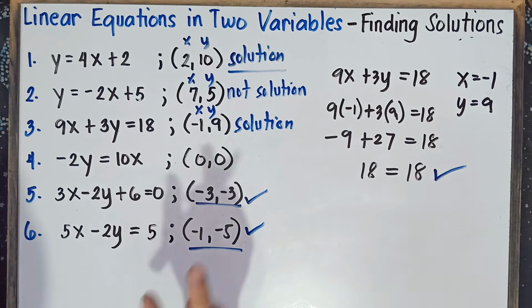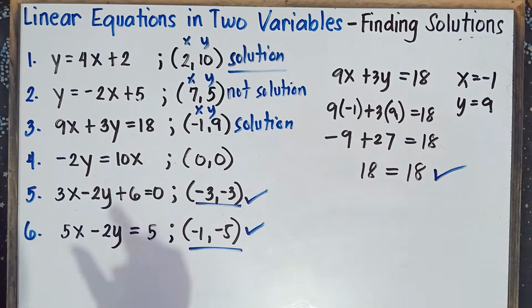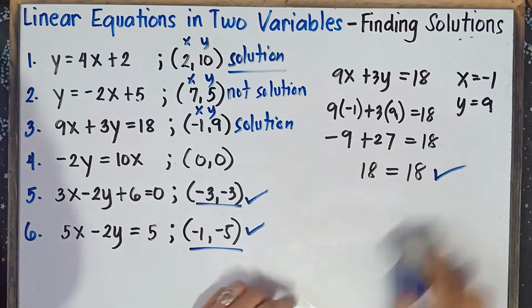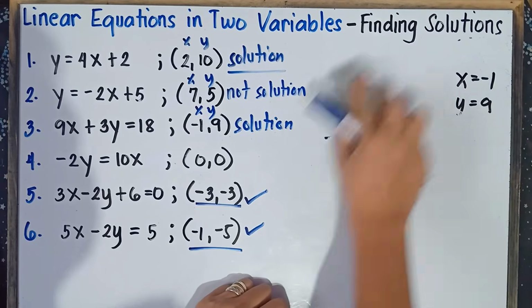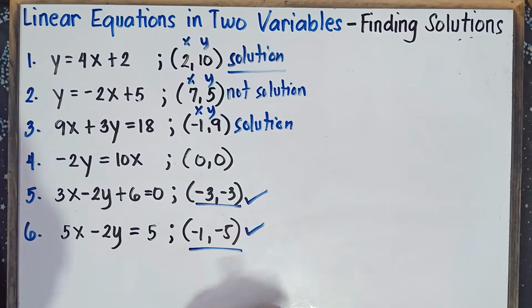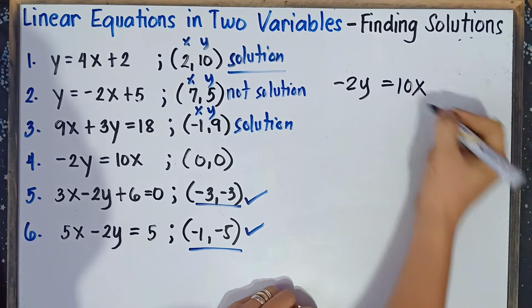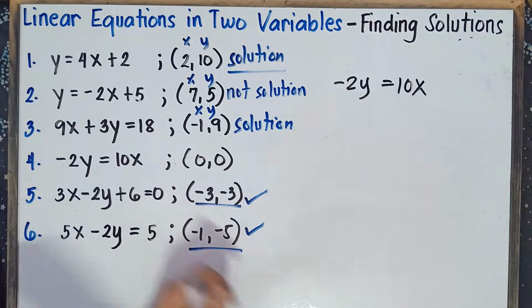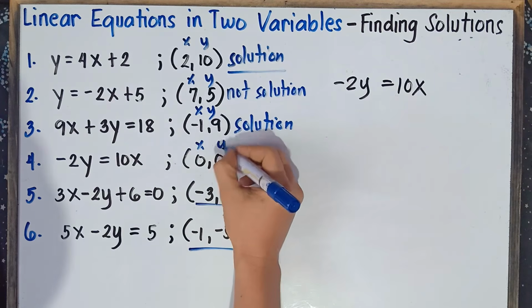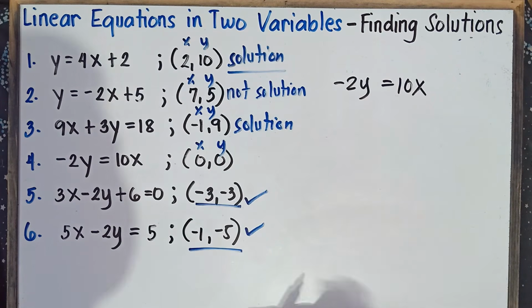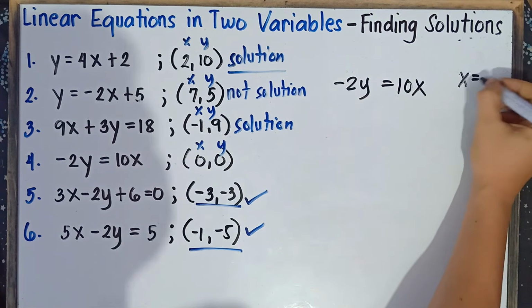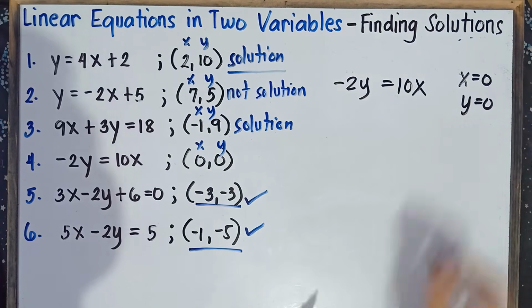Alright, so let's have example number 4, our last example. I'm sure, class, you can answer number 5 and then number 6. Our given equation, we have negative 2y equals 10x. So we have the given ordered pair 0 and then 0, x and then y. So the x value is 0 and then the y value, that will be 0.